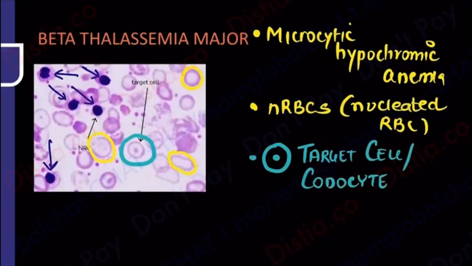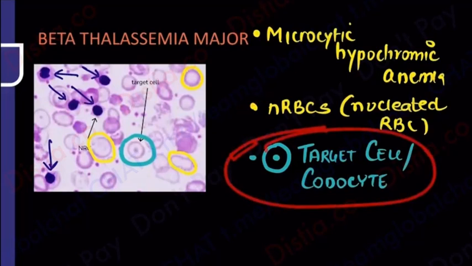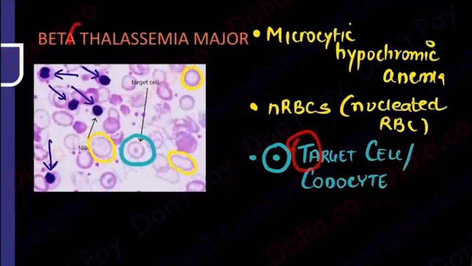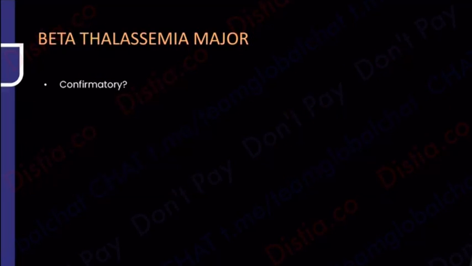So repeating once again, you see microcytic hypochromic anemia with nucleated RBCs, with target cells or codocytes. T for T, very important. Target cell is going to be seen in thalassemia. Very important aspect that you have to know over here. Moving on to the next, what is your confirmatory? I have already told you, HPLC will always be your confirmatory, and you're going to get an elevated of what? You're going to get an elevated fetal hemoglobin.